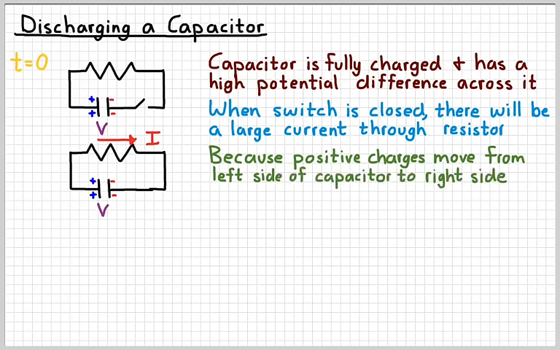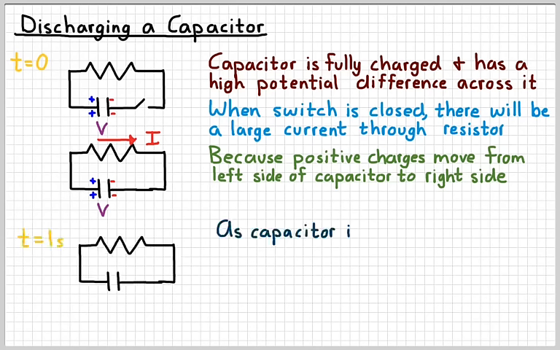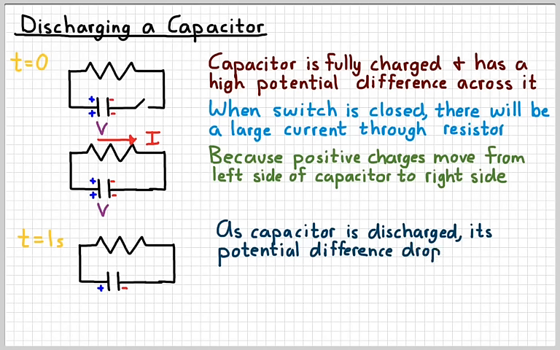The capacitor is not like a battery. It doesn't have a deep well of charge that it can bring up from. So all that charge is going to very quickly be taken off of the capacitor. So a second later, the capacitor is being discharged. So there's less charge on it going from here to here. And so that means that the voltage across it has dropped.